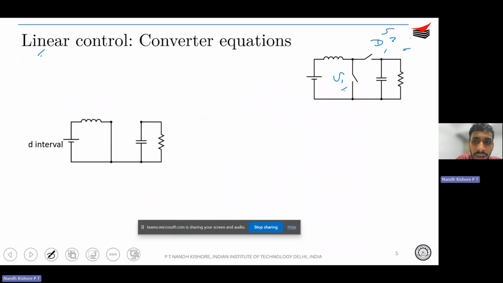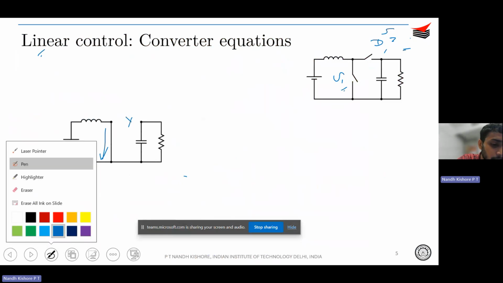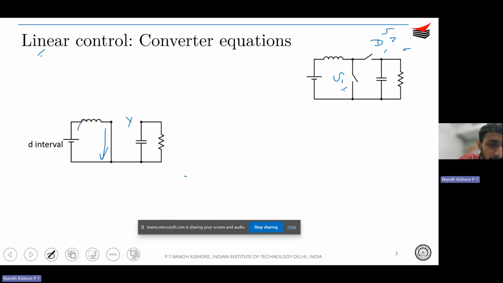What happens over here is, of course, S1 is on, therefore this is a direct short over here, and there is no connection through D1. Of course it is simple to model. What you might expect is this inductor charging up during this interval, and this capacitor is going to supply your load. Correct.